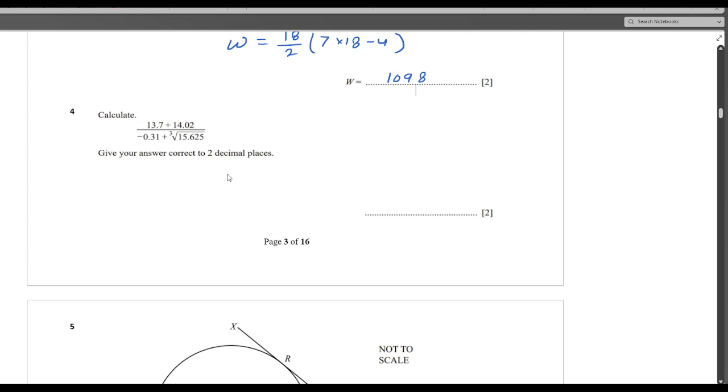Again you have to calculate. Okay, so simply using calculator, in numerator you will write 13.7 plus 14.02 and your denominator will be minus 0.31 plus its cube root, or you can say 15.625 the whole power 1 divided by 3, and your result up to 2 decimal places is 12.66.